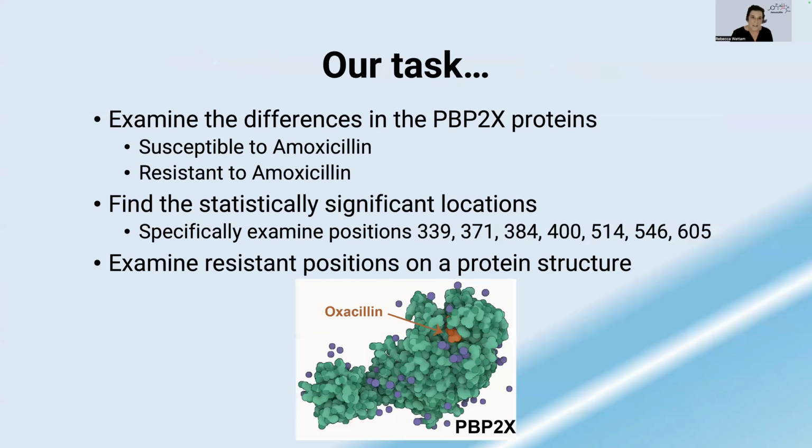So what we're going to do, what our task is, should we choose to accept it? And obviously you're watching these videos, so if you don't watch the next one, it means you didn't choose it. And if you do, you do. We're going to examine the differences within these proteins from isolates that are susceptible to amoxicillin and those that are resistant to amoxicillin. We're going to look specifically at some mutations that were identified in Stanhope et al. as being important in determining resistance. And then we're going to look at those on a protein structure in BV-BRC.